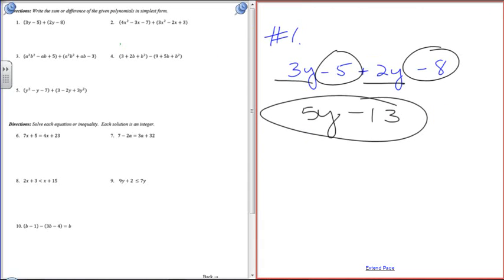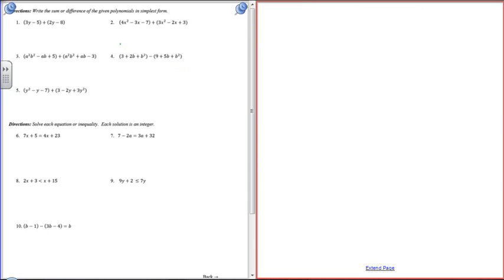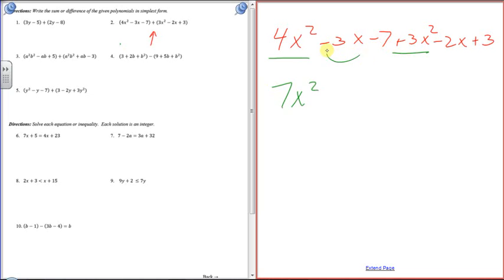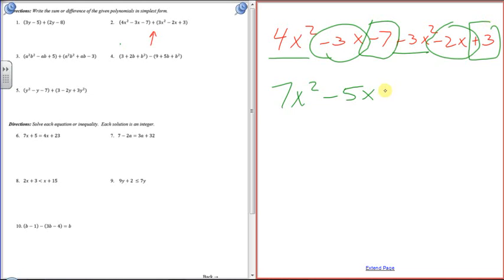In problem 2, again, a plus sign in front of parentheses doesn't change a whole lot, so we can just drop that plus sign. 4x squared minus 3x minus 7 plus 3x squared minus 2x plus 3. And again, now we're just looking for like terms to combine. There are some like terms, 7x squared. Here's some more like terms, the minus 3x and the minus 2x combined to give me a minus 5x. And lastly, we have a minus 7 and a plus 3 combined to give me a minus 4. There's your answer for problem 2.